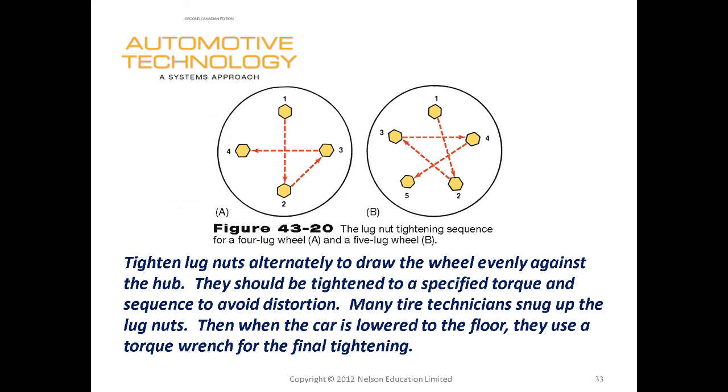When we're installing wheels, we want to make sure we tighten them in a star pattern. This is so that it draws the wheel evenly against the hub. They also need to be tightened to a certain torque spec. This is going to avoid distortion of the wheel and, well, hopefully keep the wheel from falling off.